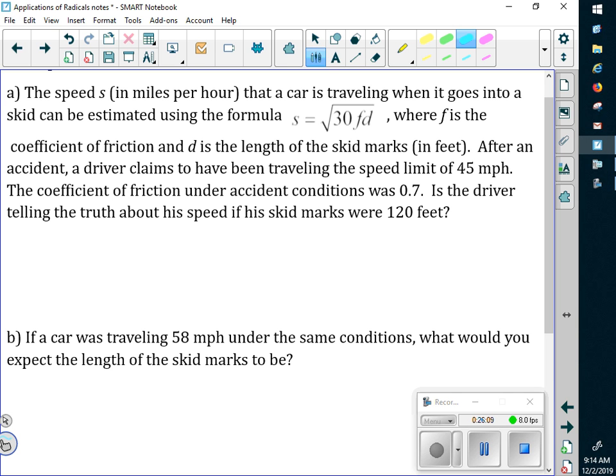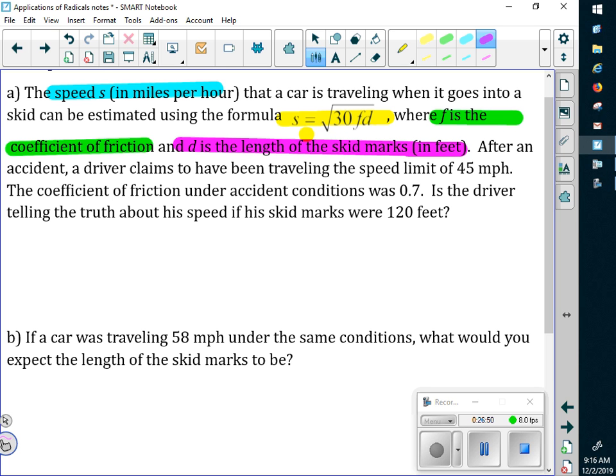The speed S in miles per hour that a car is traveling when it goes into a skid. Do you know that police officers have these formulas? I'll tell you a story. The speed that a car is traveling when it goes into a skid can be estimated by this formula. We have 3 variables, don't we? Where F is the coefficient of friction. That has something to do with how the tires are against the street. I don't know exactly. And D is the length of the skid marks in feet.